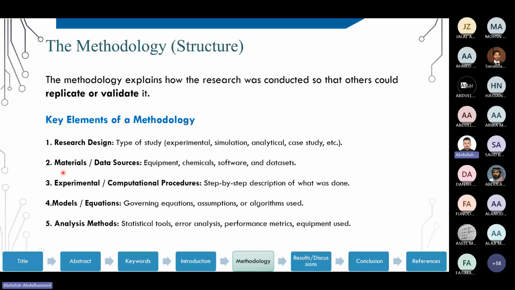Second element, materials, data sources. Materials, for example, let's say equipment, chemicals, software, and data set. If you use any equipment, put it in the methodology. If you are using chemicals, all the chemicals that you are using in your research, you put them in the methodology. Software, if you are doing simulation with some software, put the name of the software in your methodology, and also sometimes the version of the software. Is it 2.2, is it 2.1? You put also the version.